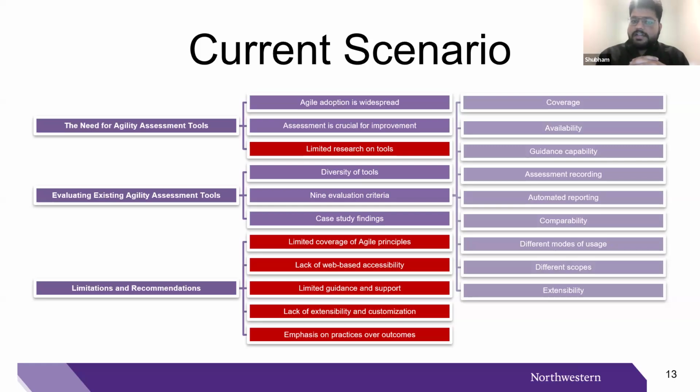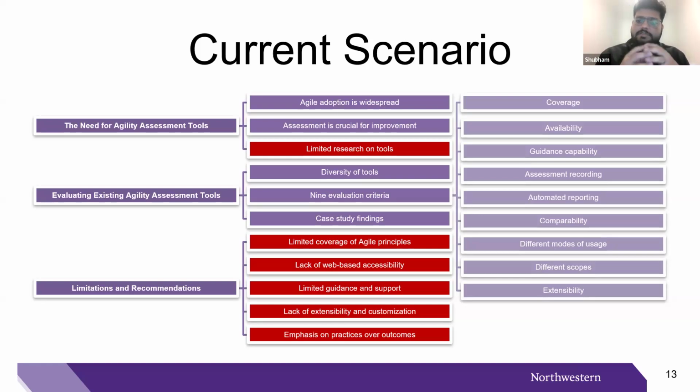Now, talking about the tools that already exist, there is a range of tools, each with its own focus. As per one of the research papers that I was studying, there are around 9 evaluation criteria: coverage, availability, guidance capability, assessment recording, automated reporting, comparability, different modes of usage, different scopes, and extensibility. These are the criteria against which all of these 11 or 12 tools in this particular research were considered, to see how often they hit these 9 criteria.